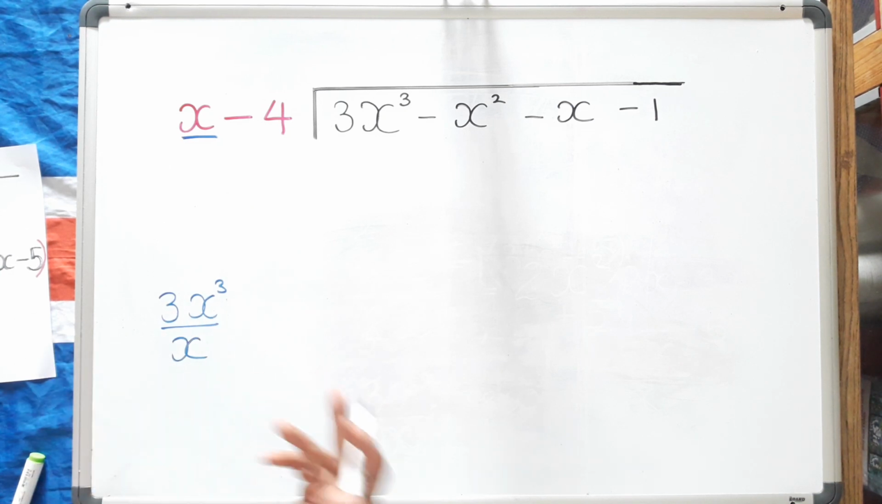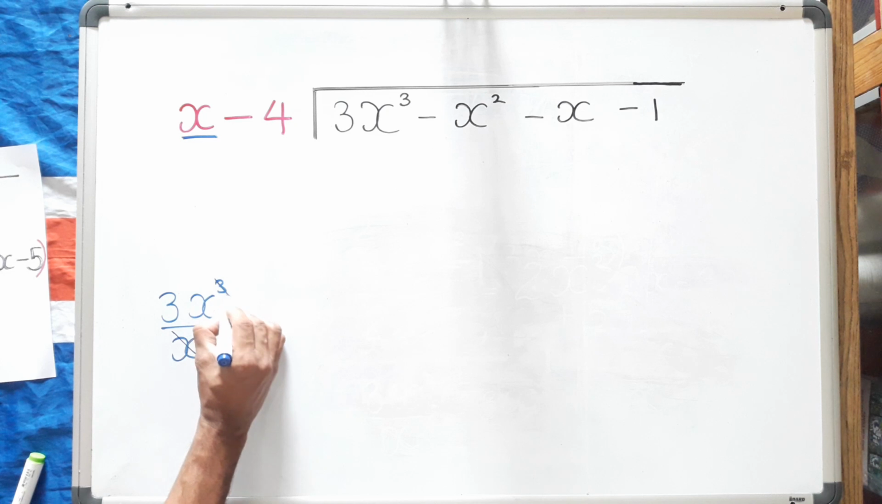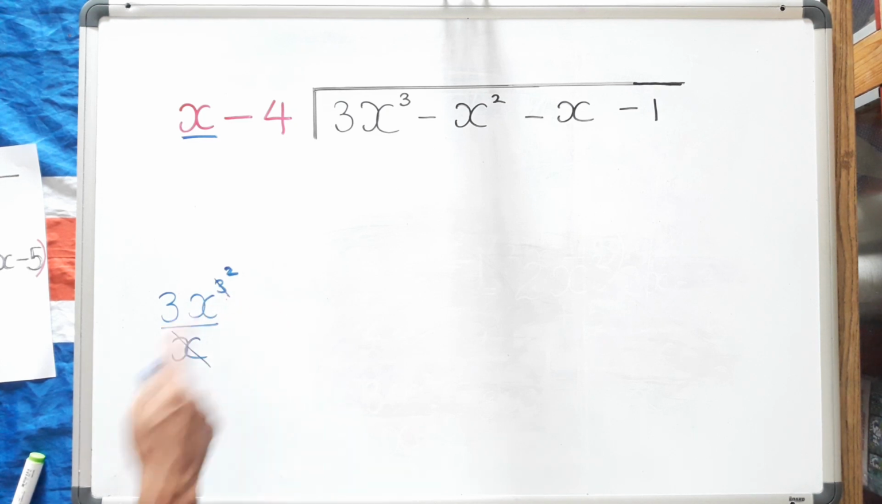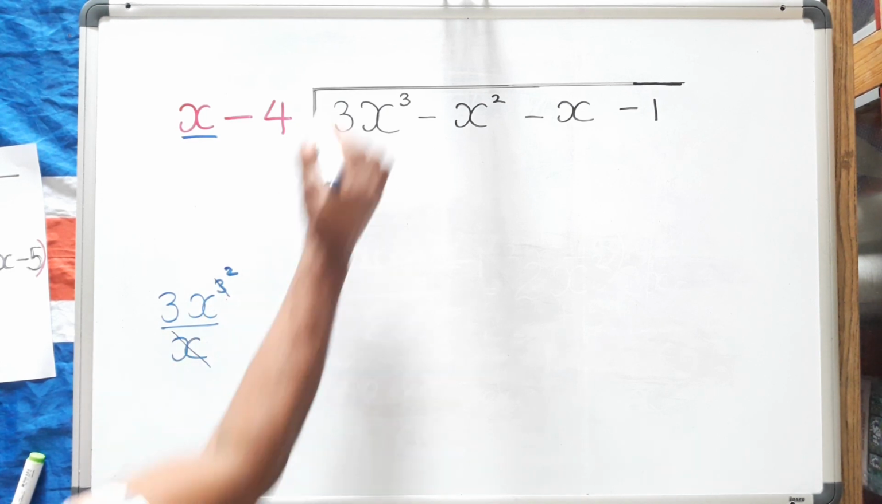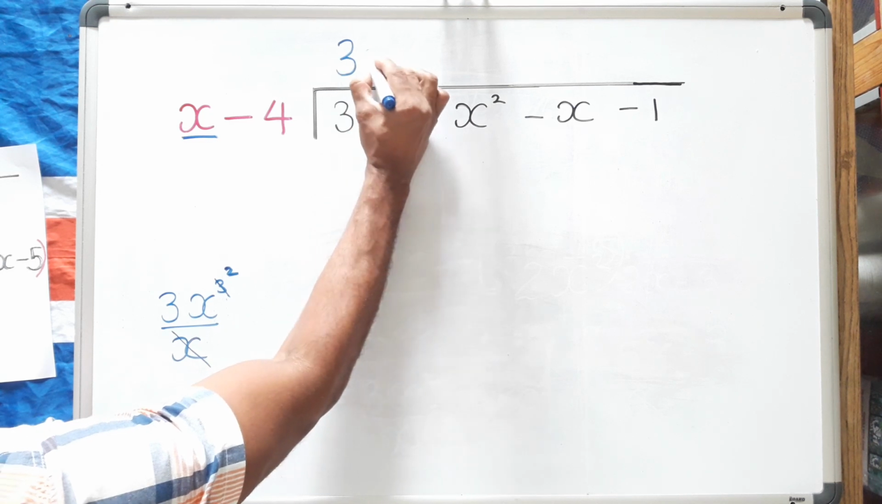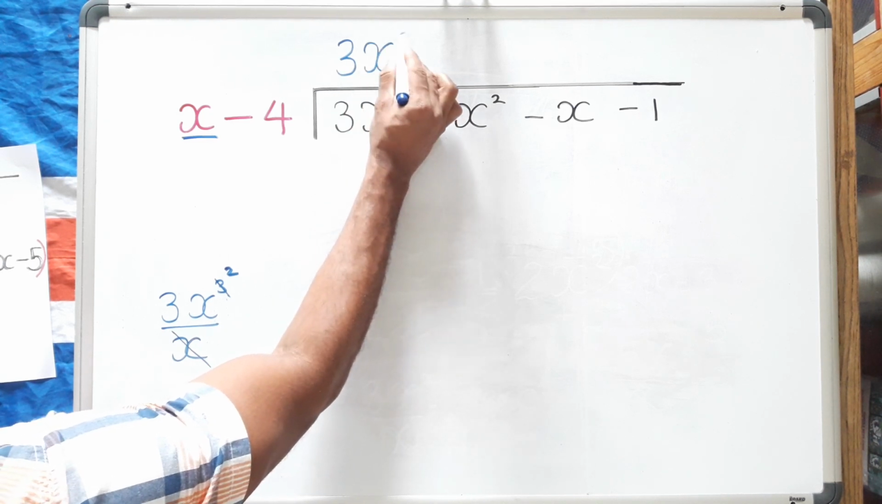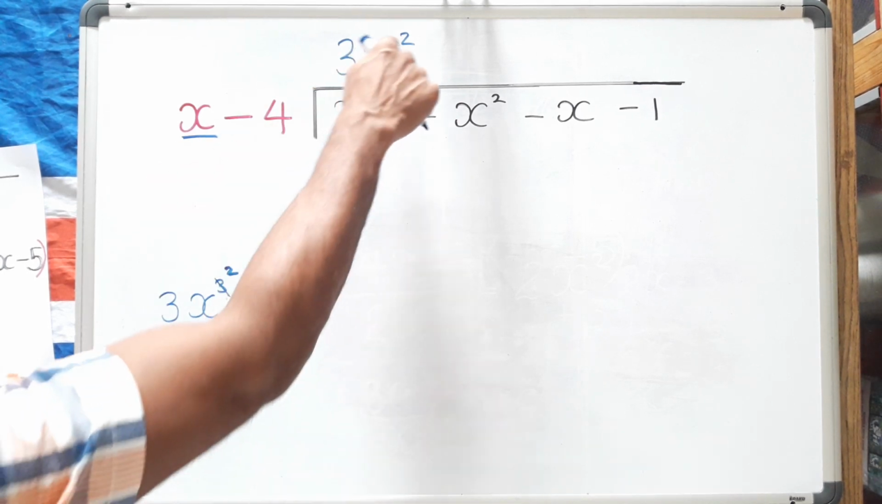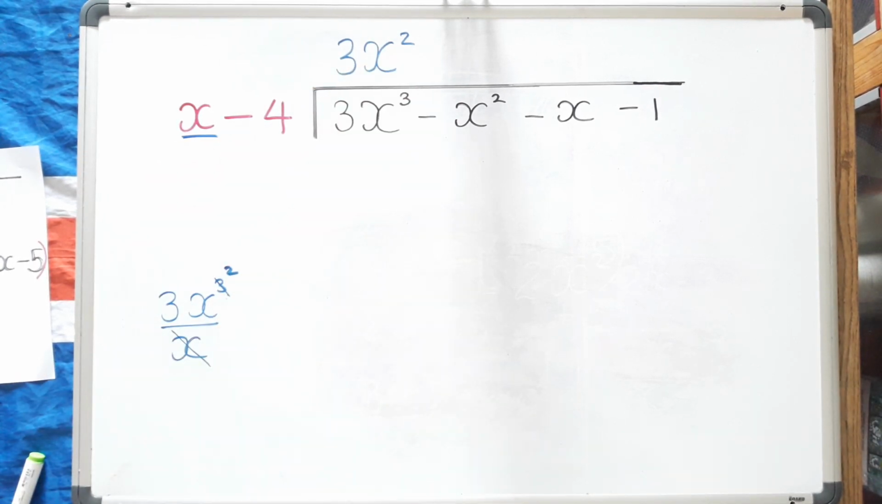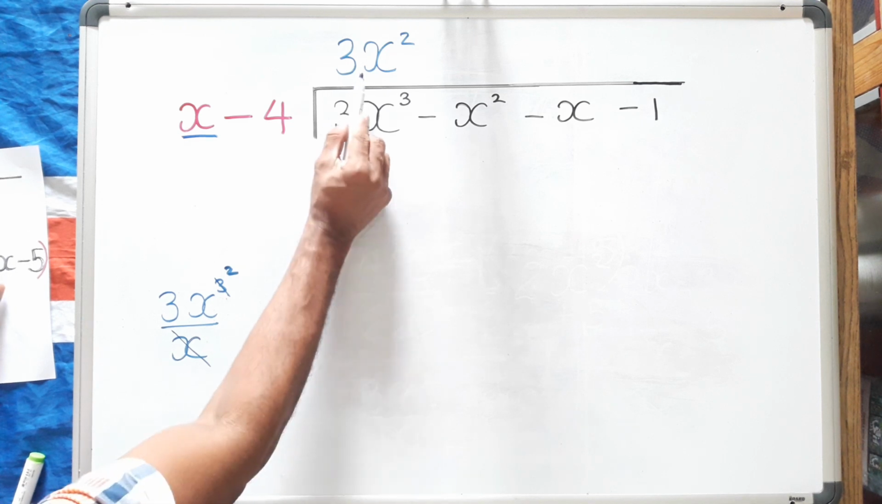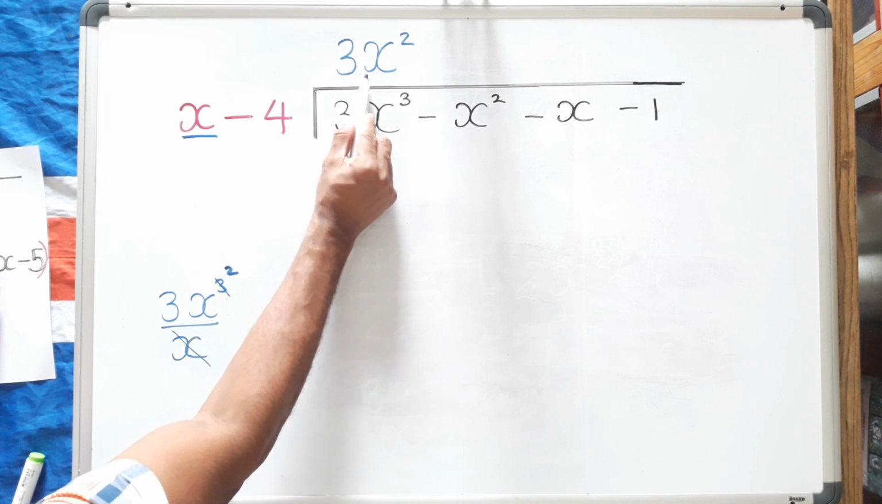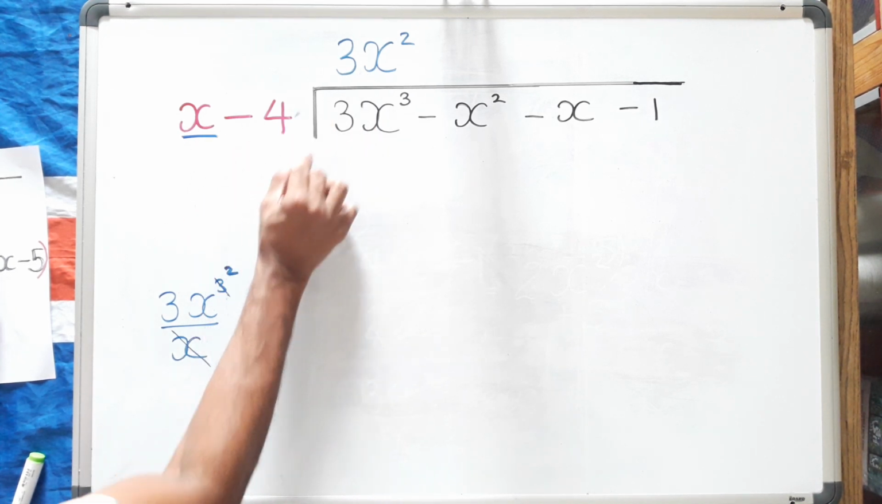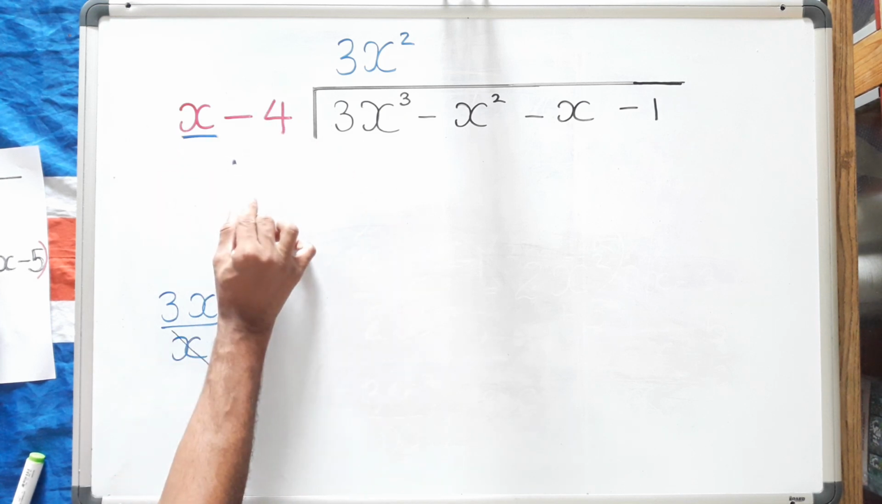Now, from what I previously showed you, the x will cancel out with this squared to give, sorry, the cube, to give you x squared. So over here, we will get 3x squared. 3x cubed divided by x gives us 3x squared. Now remember what we have to do? We have to take this answer and multiply it by this entire expression here.